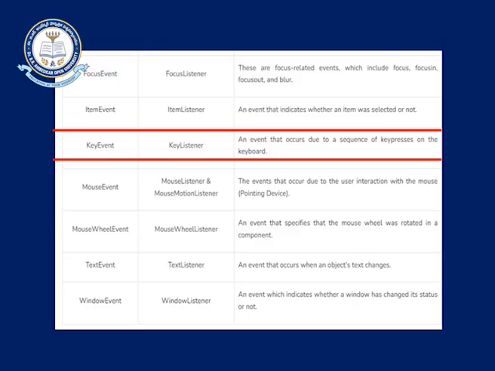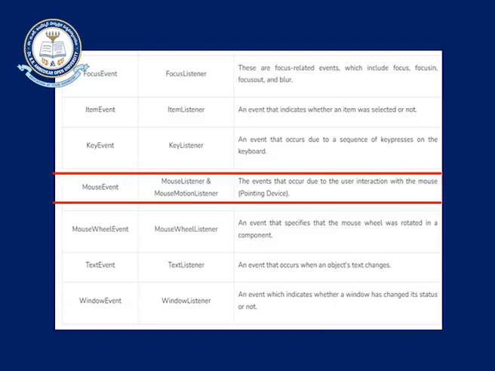Suppose you click on any text field or text area, whether that text field or text area is selected or not. If you check a checkbox, whether it is selected or not, like that. Next one is the key event. Key event occurs using the keyboard. If you press any key on the keyboard, then this event occurs.